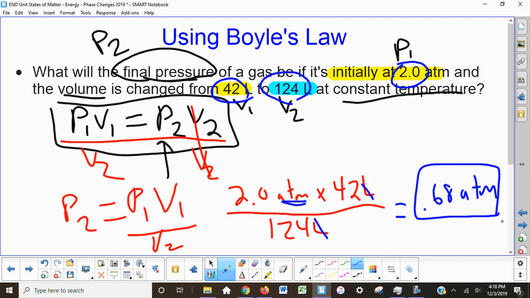And you can check, does this seem reasonable? We went from a smaller volume to a higher volume, so volume was increasing, which means pressure should decrease, and our pressure started at 2, ended at 0.68, so that seems reasonable. It's always good to check, does my answer seem reasonable?